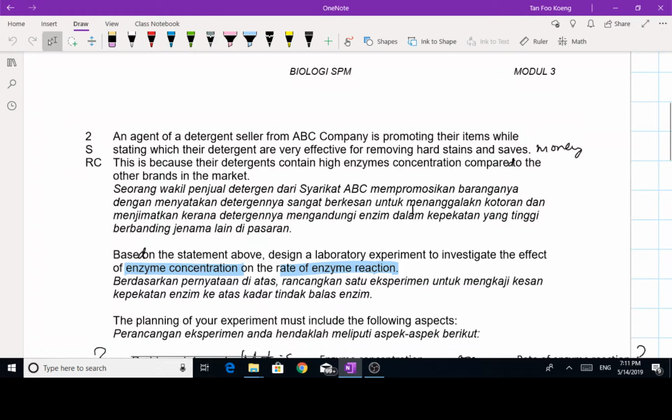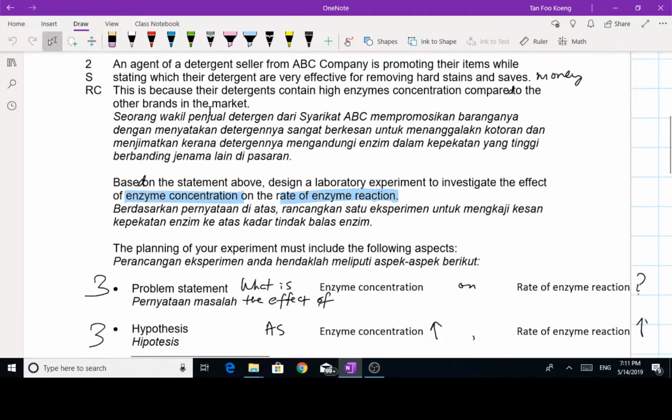All right, now next one is paper 3 questions number 2. Let's see how do we answer it. Now an agent, first of all, you are given a stimulus. An agent of a detergent seller from ABC company is promoting their items while stating that their detergents are very effective for removing hard stains and save money. Okay, this is because their detergents contain high concentration of enzyme as compared to other brands in the market.